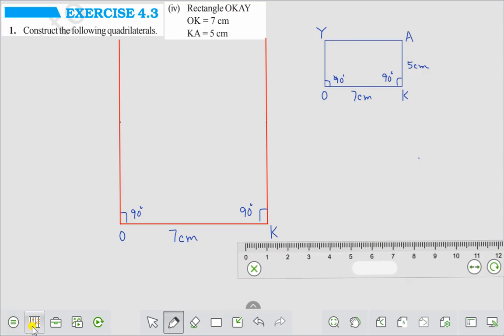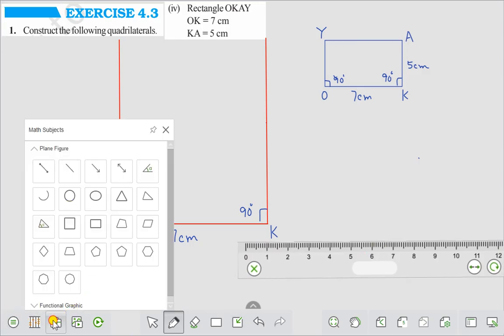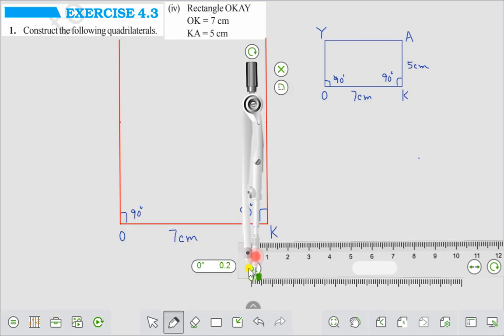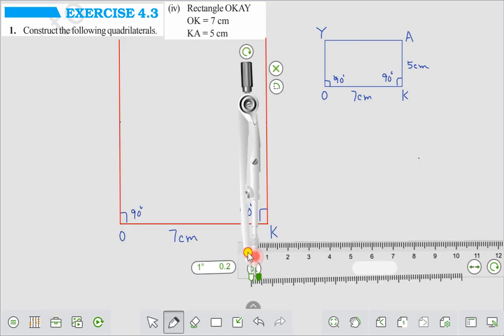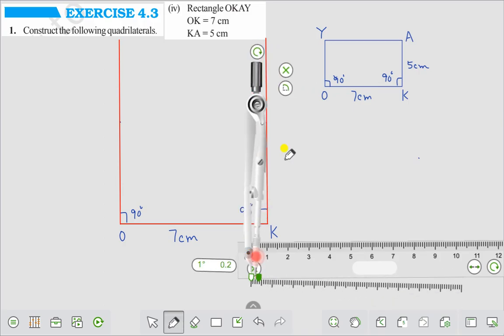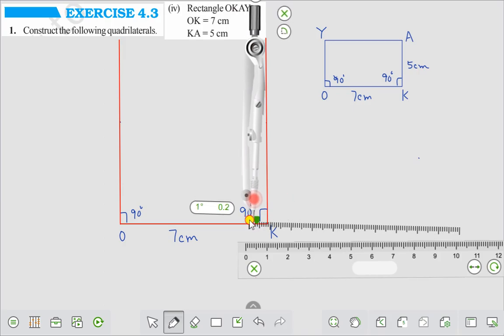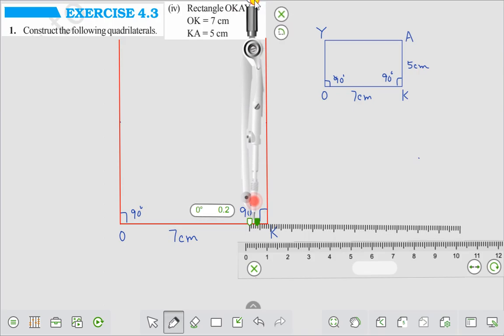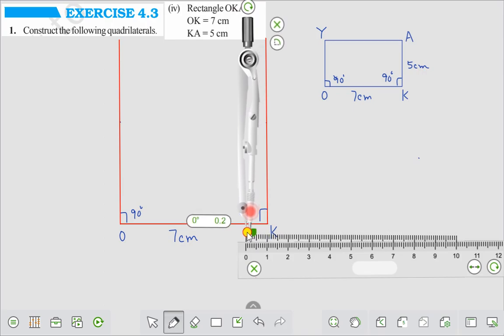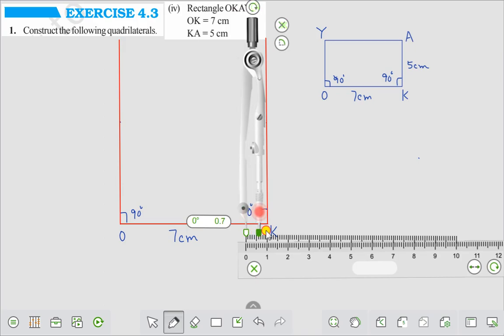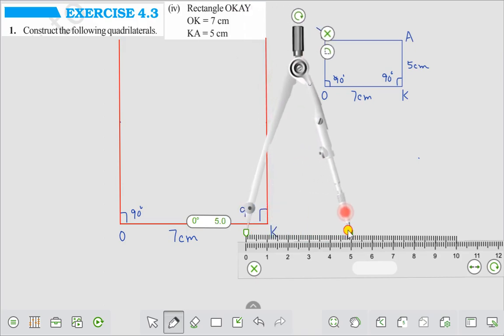Let us take the compass, and with the help of this compass, take this pointer at point O and take an arc of 5 centimeter. Here you see, we are taking an arc of 5 centimeter. Here you see, this is exactly 5 centimeter.